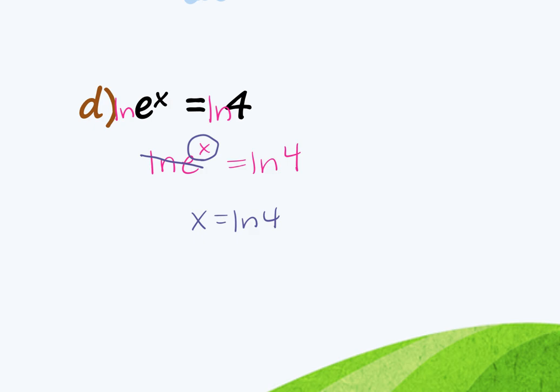But if this is on the calculator section, then I would use my calculator to find ln of 4, which is 1.386. We're going to round to 3 decimal places, unless it tells you otherwise.